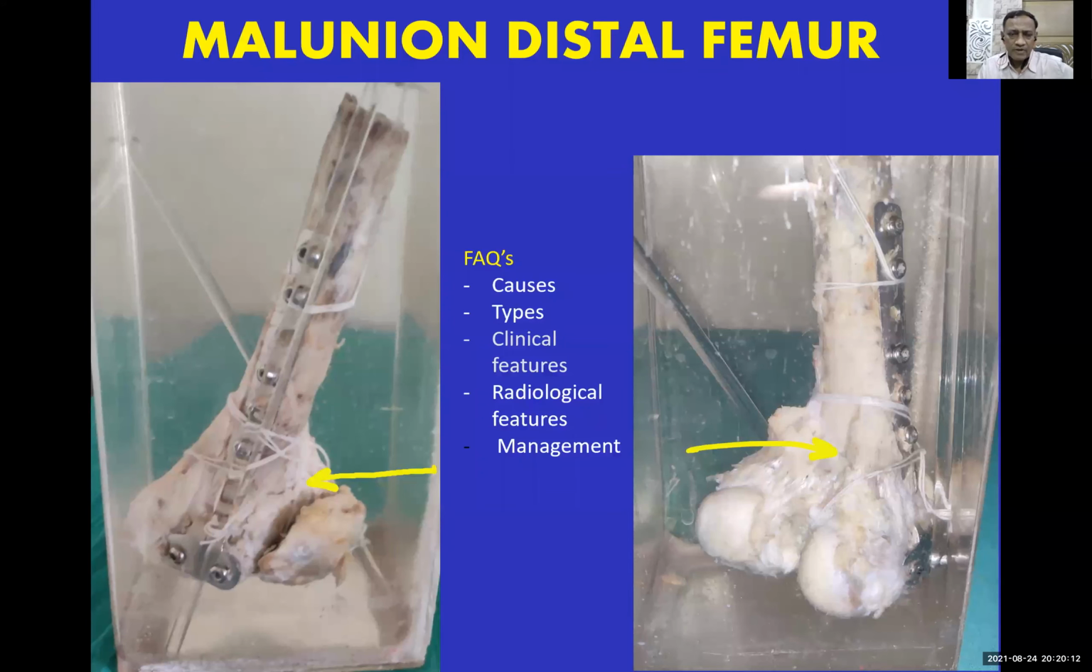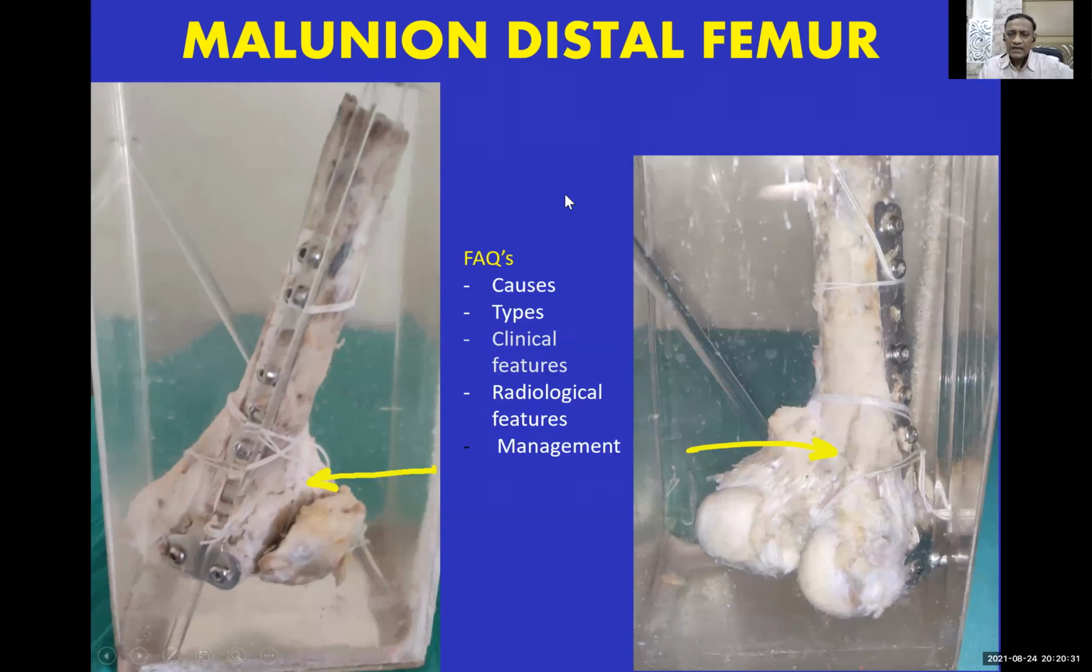The next specimen is a malunion of the distal femur, which was fixed with a T plate. Actually, this is not the proper implant. I didn't do this surgery, it was done somewhere else. And this is the patella. You can see this is a malunion. This is a varus deformity. And this is the plate.